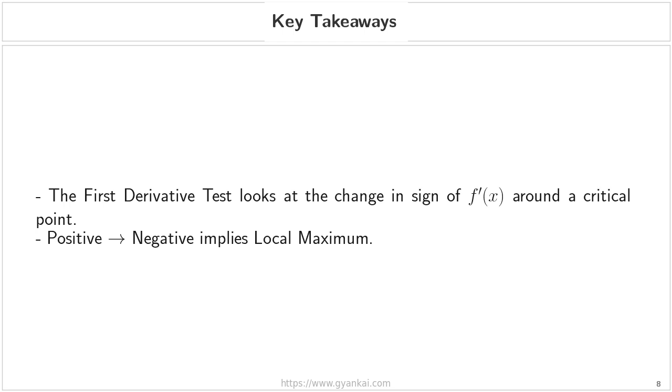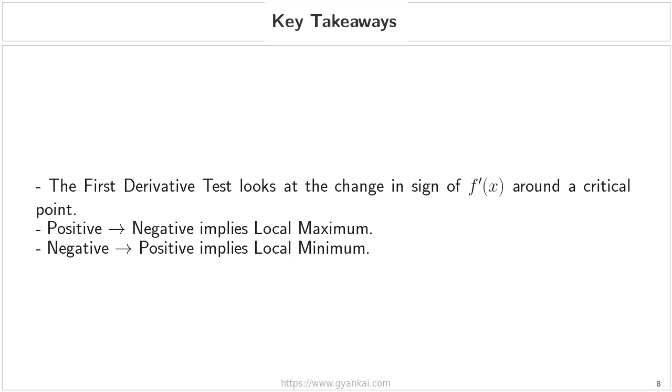As we saw in our example, if the sign of the derivative changes from positive to negative, it indicates that the function was climbing up and then started descending, which confirms that we have found a local maximum. On the other hand, if the sign changes from negative to positive, the function was sliding down and then began to climb, which tells us that the point is a local minimum.